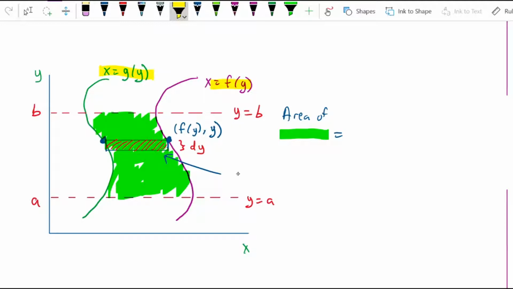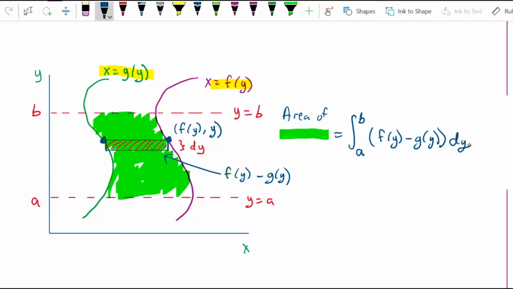So the width of this rectangle is going to be f of y minus g of y. So the area of this green region is the integral from a to b, but now this refers to y equals a and y equals b. And then we integrate right minus left, so this is f of y minus g of y dy. This is the right, this is the left, and so this is now the width of the rectangle, this is its height, and that's the area of one typical rectangle.